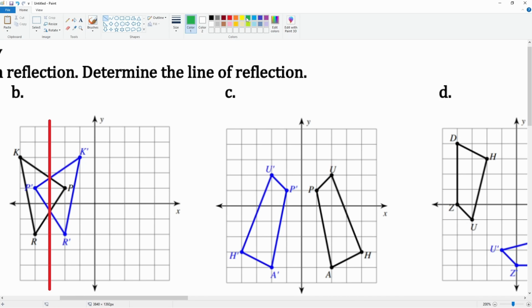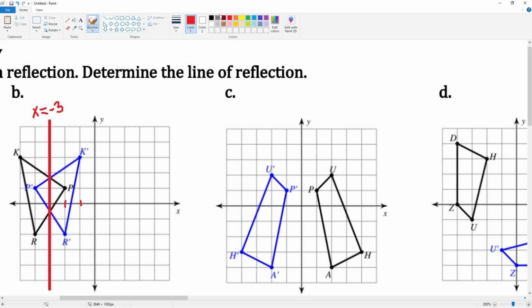Right, let's double check by counting some distances. K, 1 2, 1 2, that's correct. P, 1, 1, perfect. R, 1, 1. So that is the perfect line of reflection. So the line of reflection here looks like it is -1, -2, -3. This is x is equal to -3. That would be the line of reflection here.